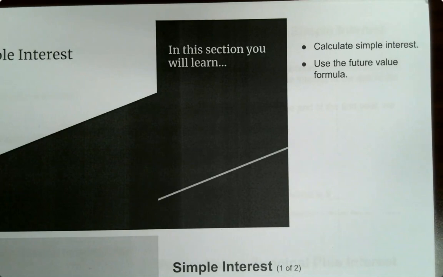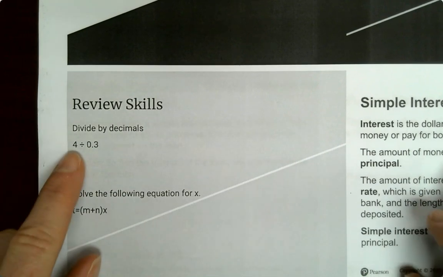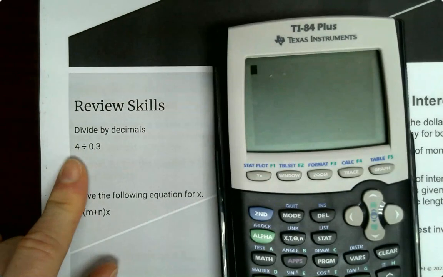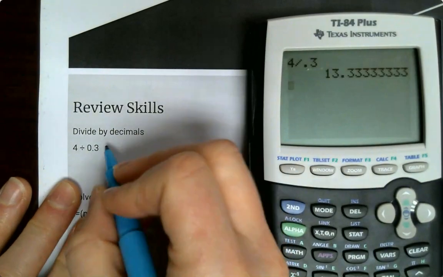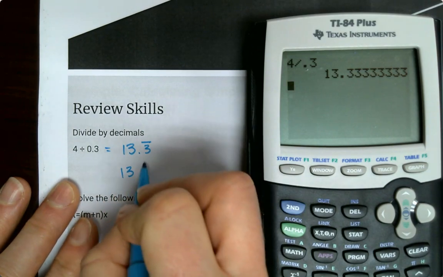We're going to learn how to calculate simple interest and use the future value formula. To review skills dealing with decimals, when you divide, we can just put this in the calculator. 4 divided by 0.3 is 13.3 repeating, or you could say 13 and 1/3.